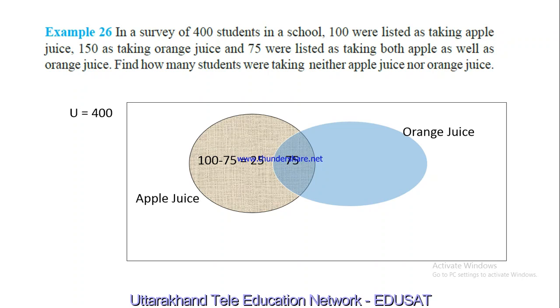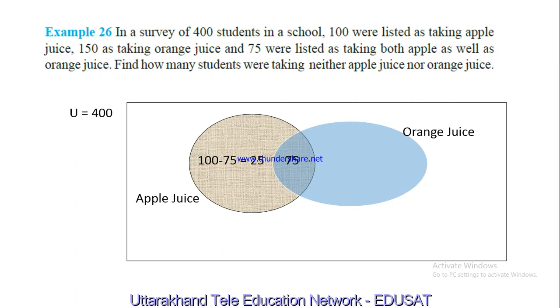To check it, you add 25 and 75, you will find out the value of the whole circle, which will include the left part, which is pure grey, and the middle part, which is the overlap, and this value comes out to be 25 plus 75 is equal to 100. And we can cross check it from the question. The first line tells you that 100 were listed as taking apple juice. So yes, we are depicting the same value on the diagram. Now let us talk about the remaining portion.